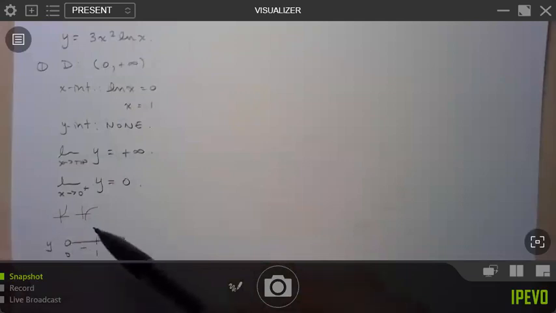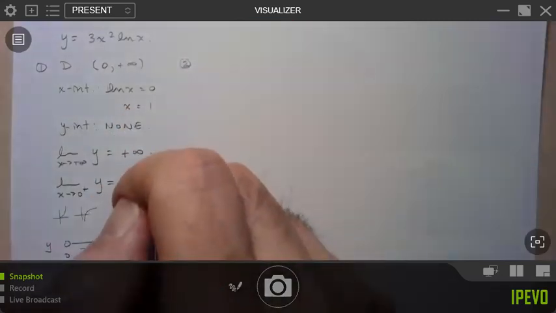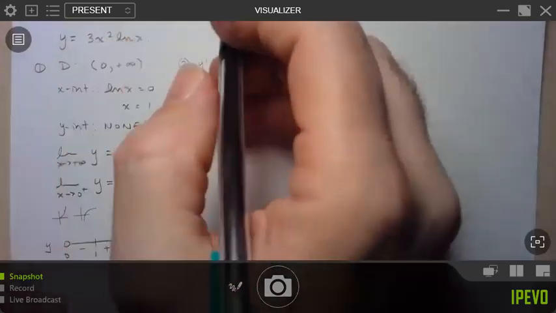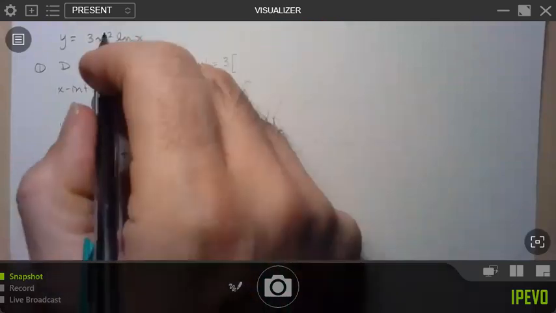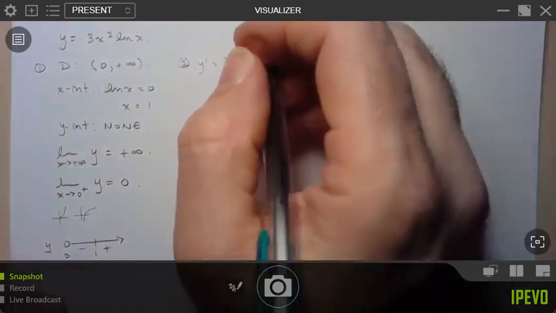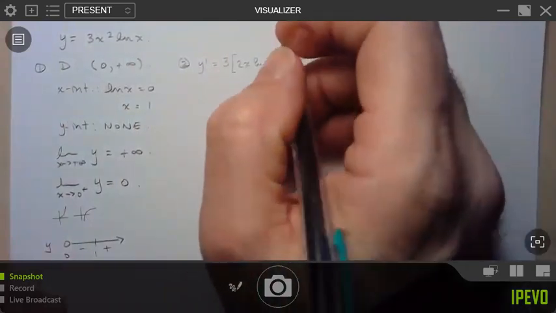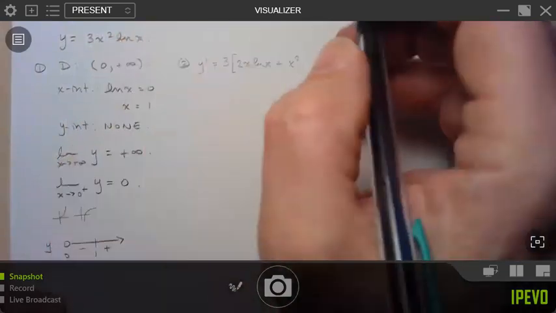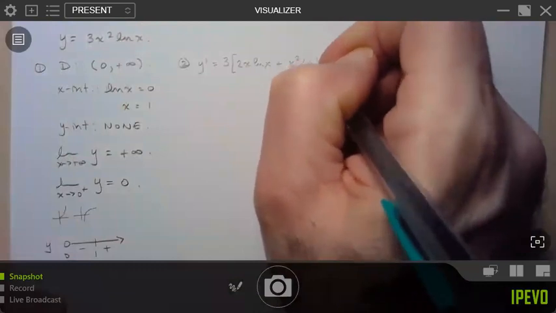No? Okay, so now let's move to part 2, which is going to be what I can get from the first derivative. So the first thing I have to do is find the first derivative. So y prime is equal to, so here, the 3 is just a constant, so I'll leave it out. So derivative of x squared is 2x times ln x. And then here we have plus x squared times derivative of ln x, which is 1 over x.